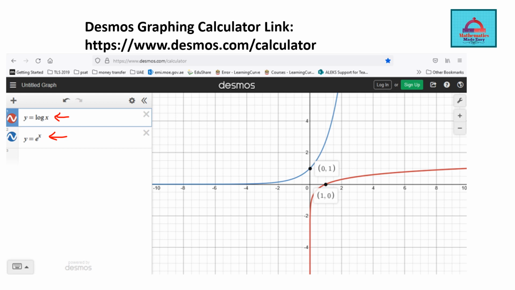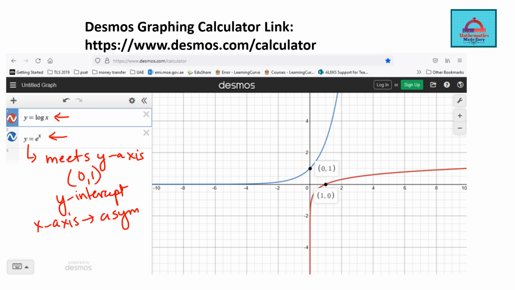If you look at the exponential graph, it is increasing and it only meets your y-axis. So exponential meets the y-axis, quite evident. And at what point is it meeting? I have highlighted for you (0, 1). That's the y-intercept. I hope you remember from our previous lessons that the exponential function is increasing, but it does not meet the x-axis. Here, the x-axis is an asymptote for the exponential function.